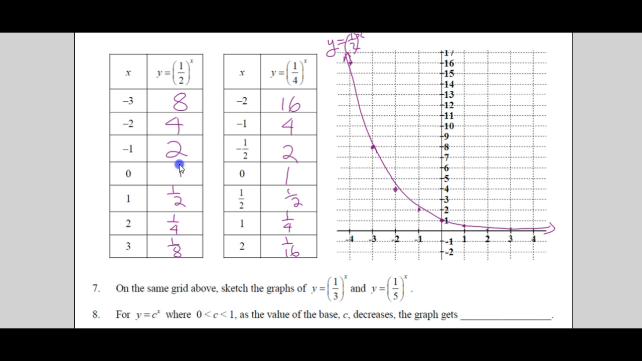Now let's do 1/4 to the x. -2 was 16. -1 was 4. Wait, so we had -1/2 was 2. 1/2 is 1/2. 1 is 1/4. 2 is 1/16. Okay, where does the third go?